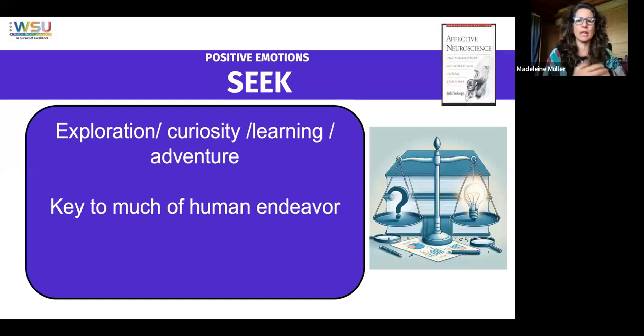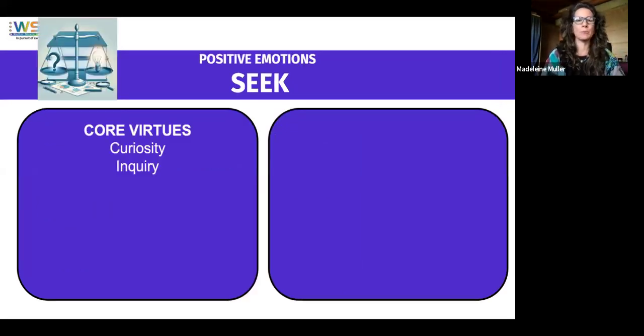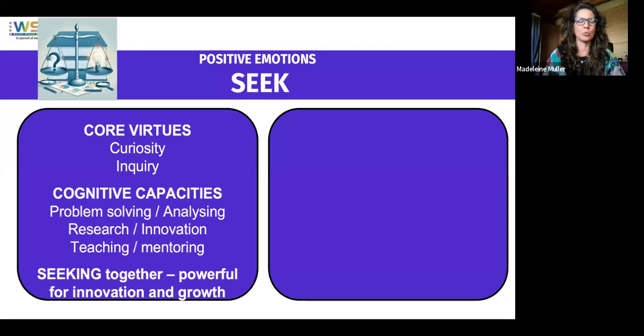So a lot of our development as a human race in terms of science has come through this seek affective state. And if we think about learning, so if we think about our schools and our universities, the vehicle for learning, the space in which we learn the most is if we are in this emotional space called seek. So if you're in the emotional space of being curious and interested, that's where you're going to be learning the most. So the higher virtues that seek then contributes to is this curiosity and inquiry into the world.